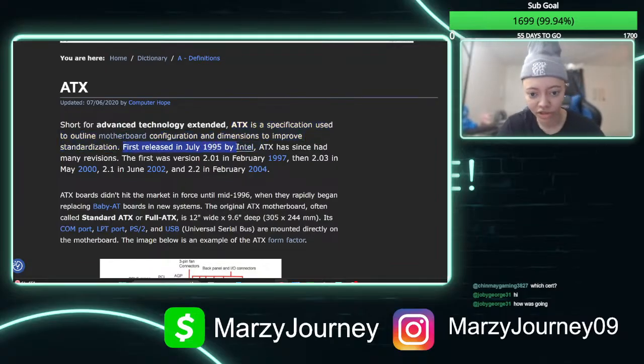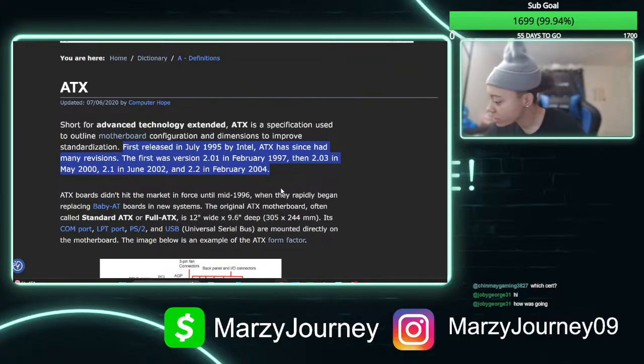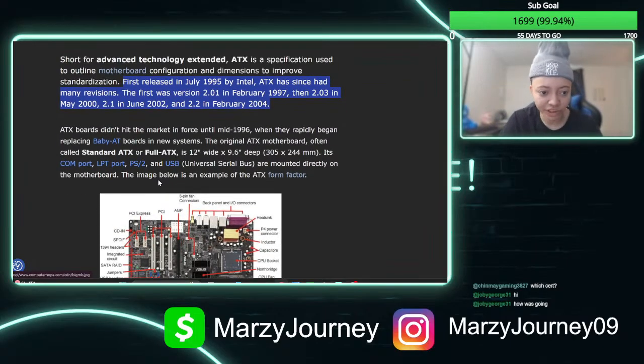So, first released in July by Intel, ATX has since had many revisions. The first version was here. I don't believe I need to talk about this in detail. You would assume everything had revisions. I think the point here is trying to see what the difference is.